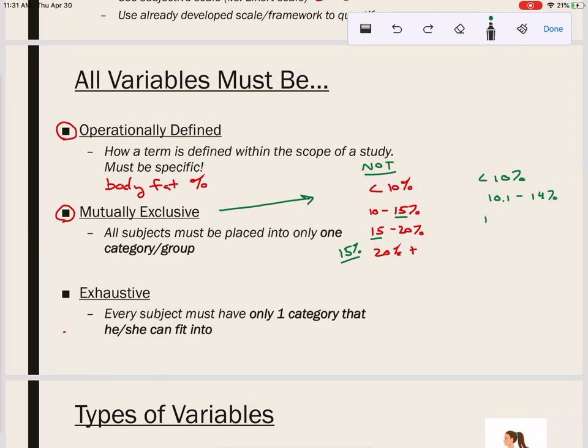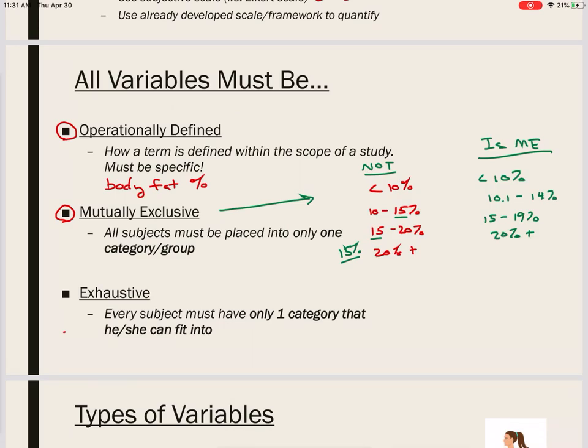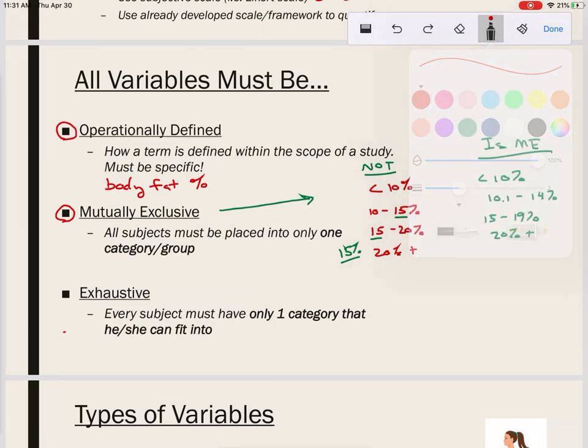You got it. We would just have to make some minor changes. We could say less than 10. We could say 10.1 to 14%. We could say 15% to 19%. We could say 20% plus. This is mutually exclusive. Excellent. I know this is a small point, but it's important.